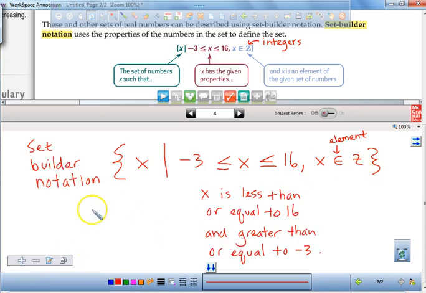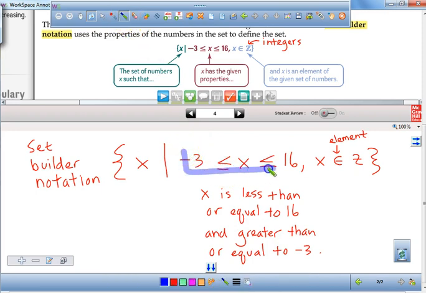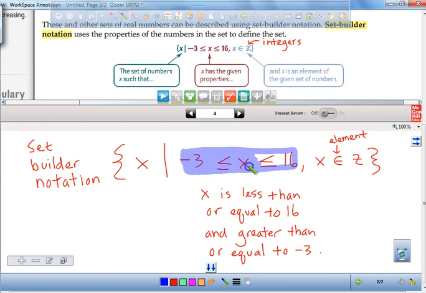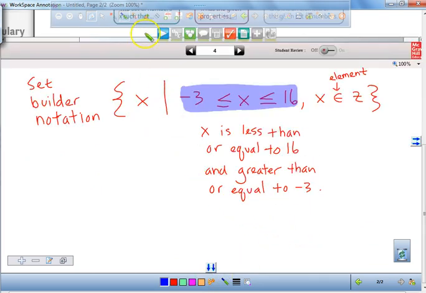So this is set builder notation. This part right in here means x is less than or equal to 16 and it's also greater than or equal to -3. So those are the words that go with it. Now, how would I graph this particular set builder notation? How would I graph this domain?